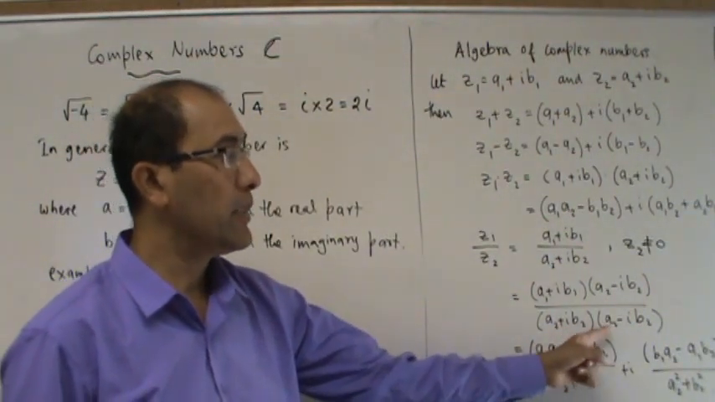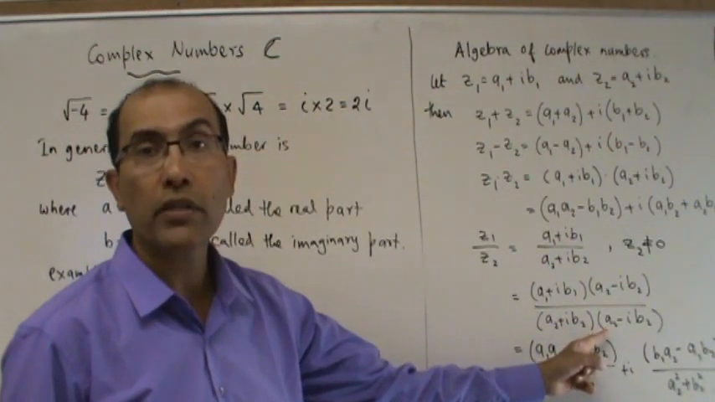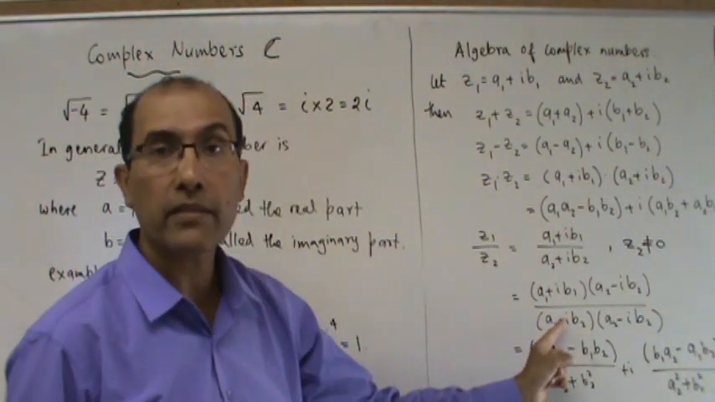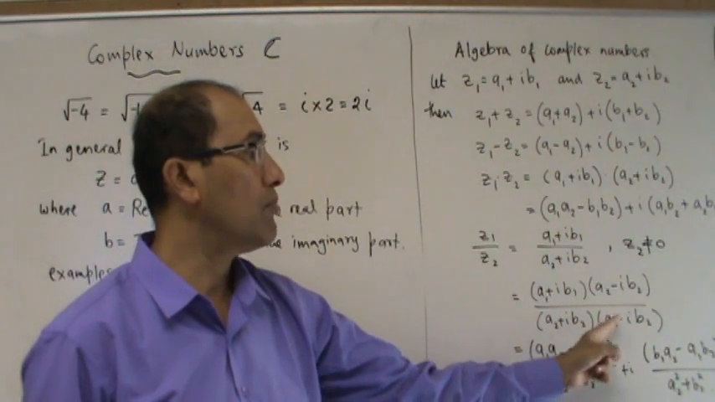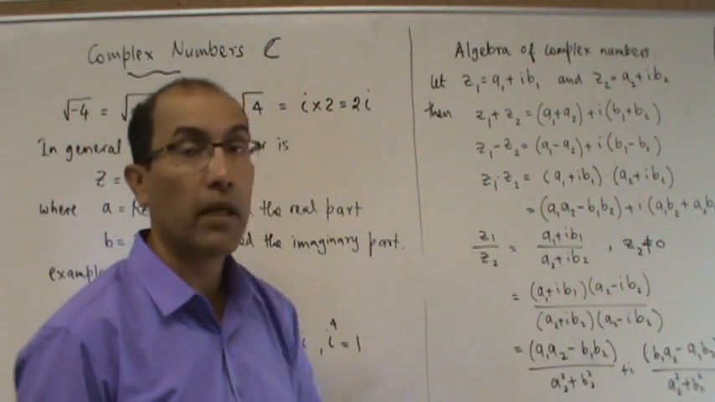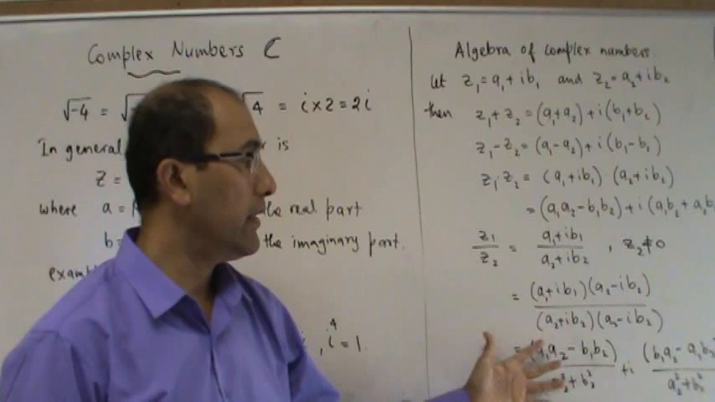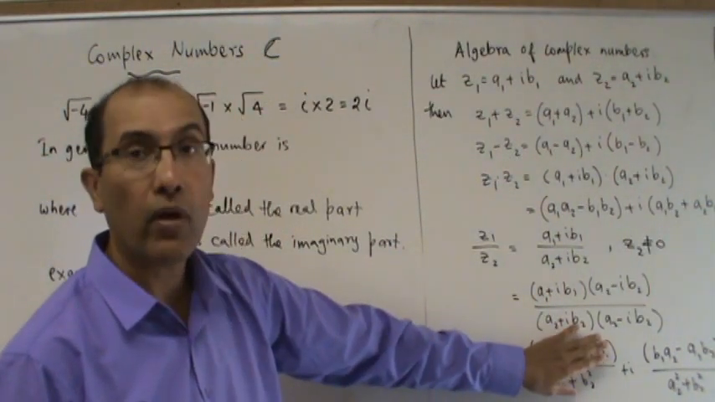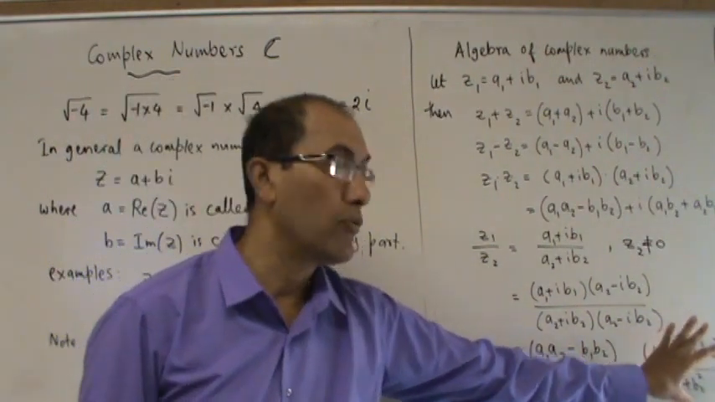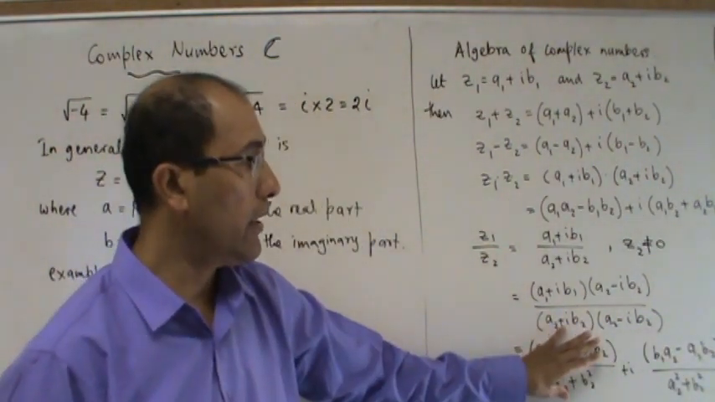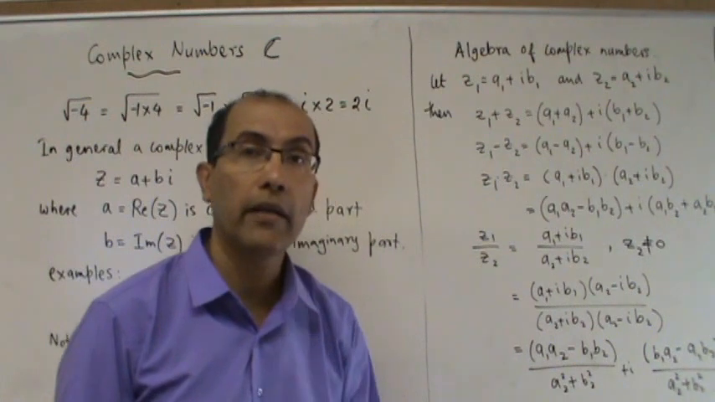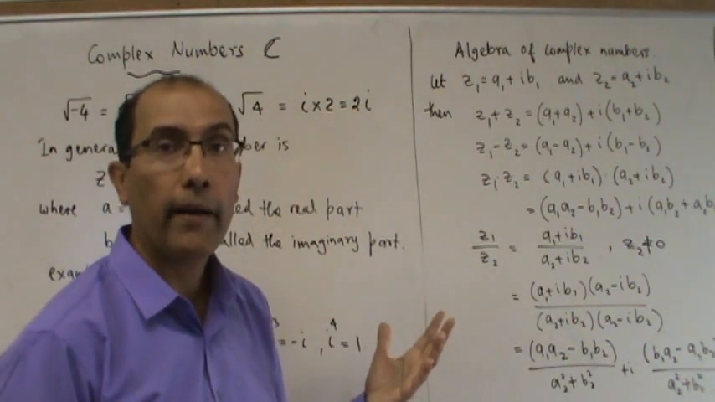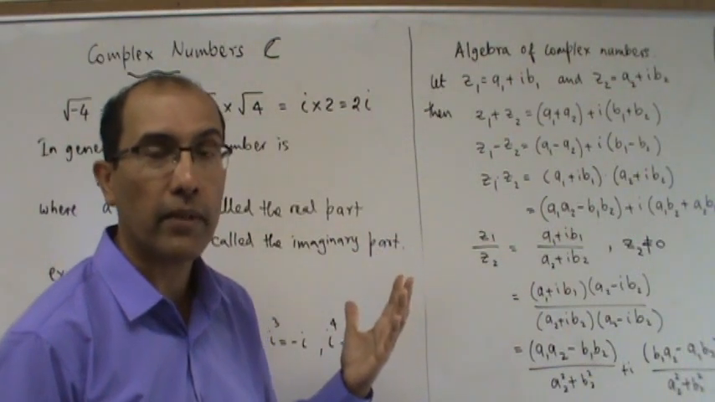So same thing here. If I have a2 plus i b2, I multiply by the conjugate a2 minus i b2, I multiply both numerator and denominator, and then a little simplification will bring you into the standard form. So this will be your a plus i times b, where a is a real number and b is a real number. So using these operations, I can do all these operations on complex numbers.